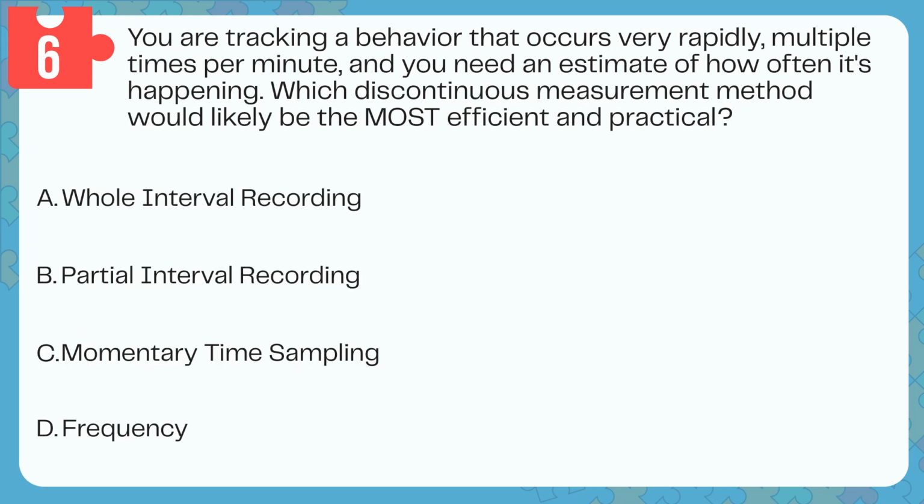Question 6. You're tracking a behavior that occurs very rapidly, multiple times per minute, and you need an estimate of how often it's happening. Which discontinuous measurement method would likely be the most efficient and practical? A. Whole interval recording, B. Partial interval recording, C. Momentary time sampling, D. Frequency.